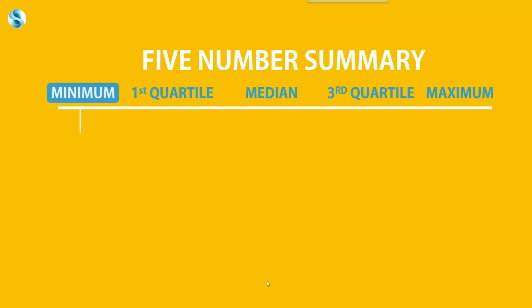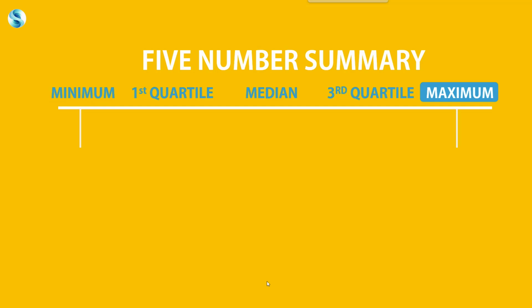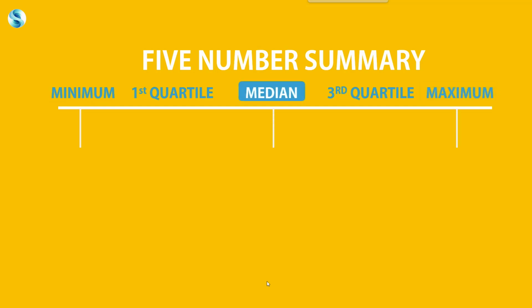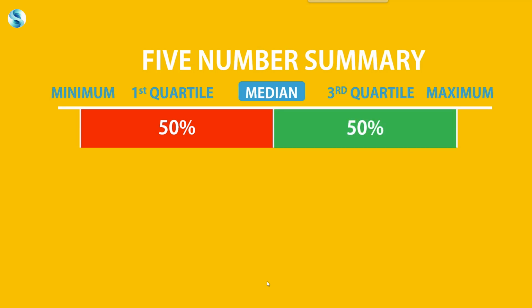The minimum is the smallest value in the dataset, and the maximum is the largest value in the dataset. The median is the middle data value. It is a point at which 50% of the data values are below the median, and 50% of the data values are larger than the median.